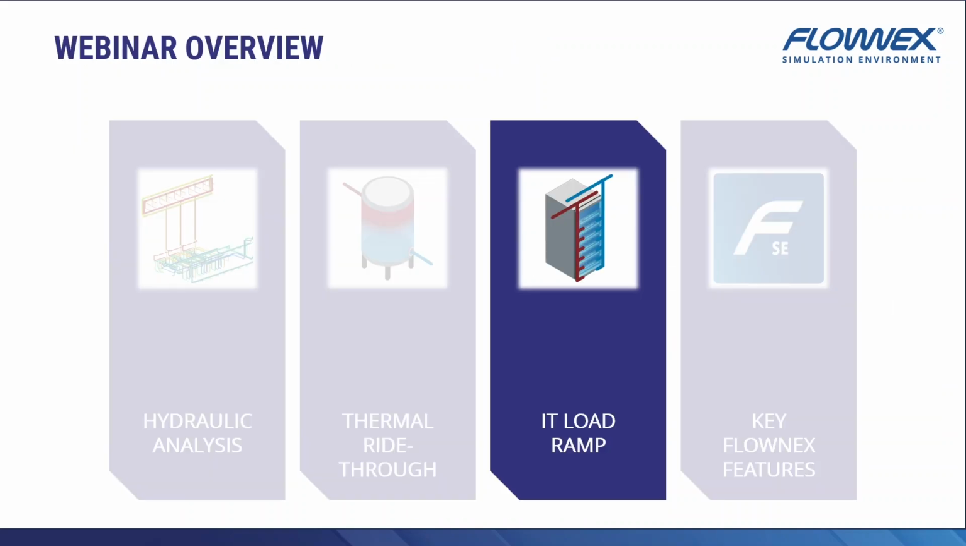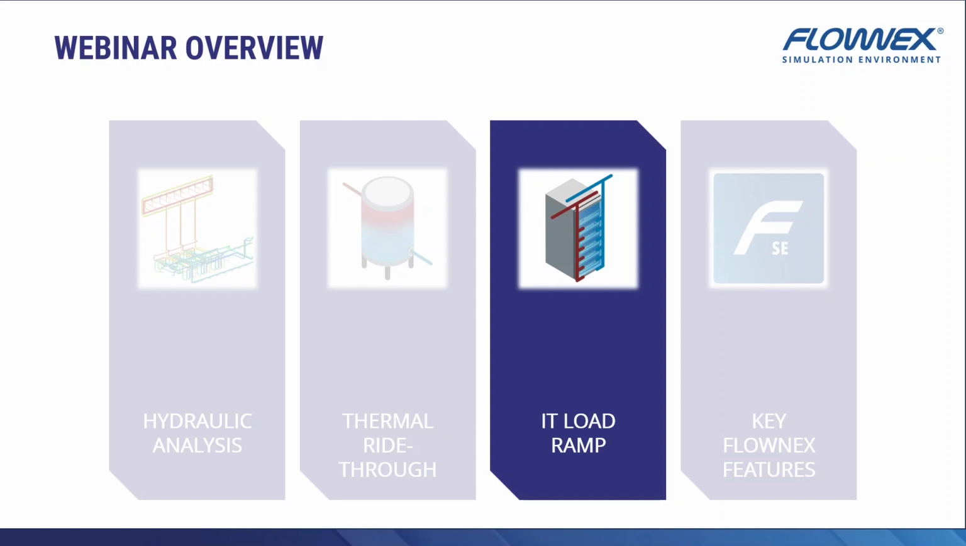Next, we'll look at how the Flownex model can simulate transient heat load fluctuations in a data center cooling system. Modern data centers experience load spikes when many intensive workloads start simultaneously. This could be due to AI training workloads, spikes in user demand, etc.